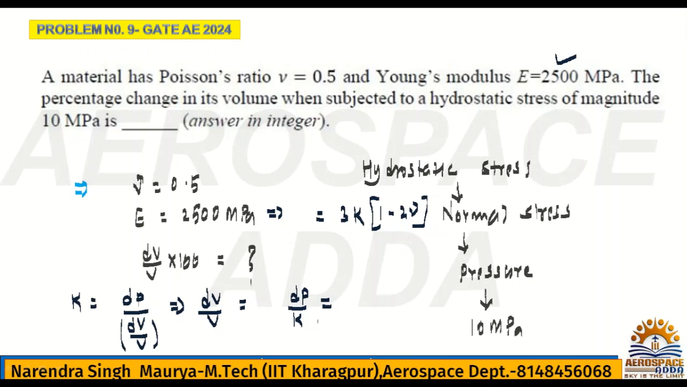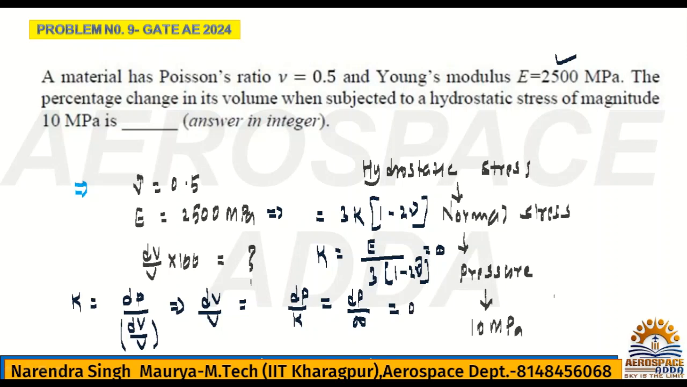So what is the K? K is nothing but E upon 3(1 minus 2 mu). 2 into mu, what is that Poisson ratio? 0.5. 0.5 into 2 becomes 1, 1 minus 1 becomes 0, so it becomes infinite, right? It becomes infinite. Now, this value dP divided by infinite becomes 0.